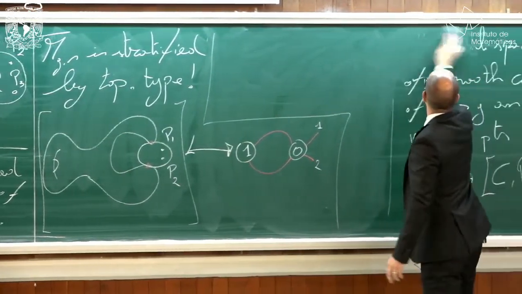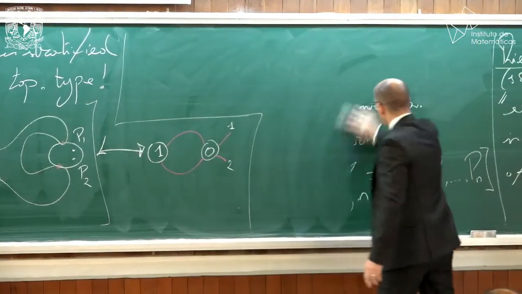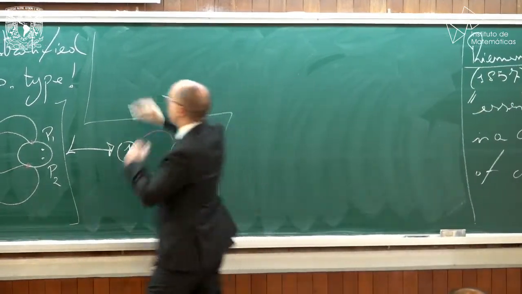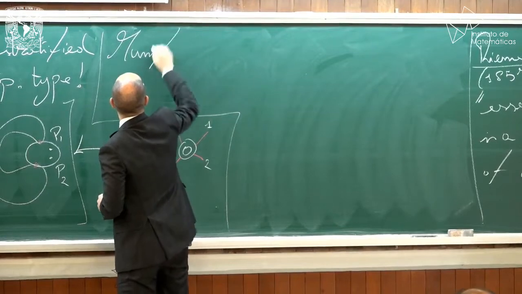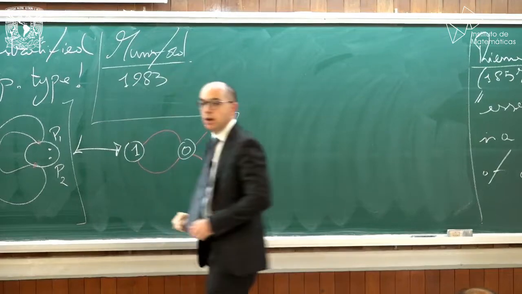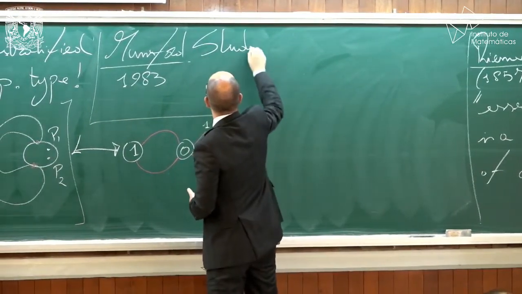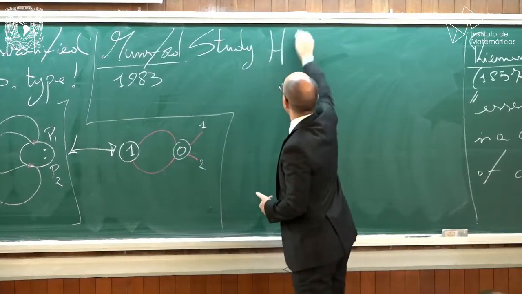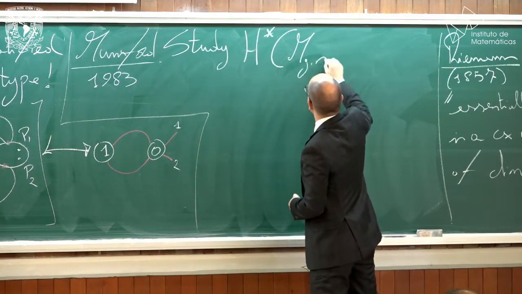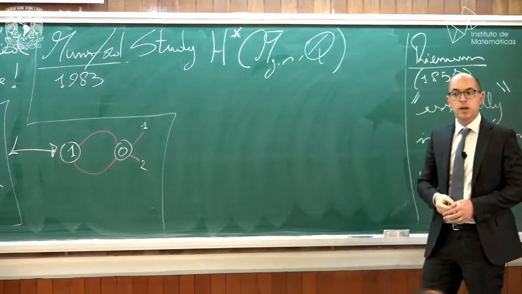Okay, so now, what are the major questions? The first big question was asked by Mumford in the 80s in his last paper in algebraic geometry. And what he proposed was to study the cohomology ring of the moduli space of curves. Here I'm taking the cohomology with Q coefficients. Okay, so what is this object?